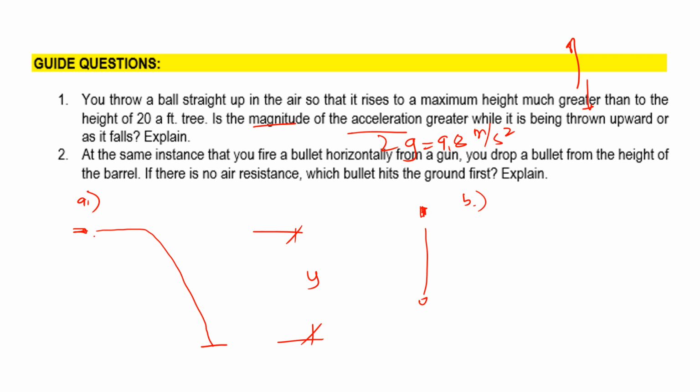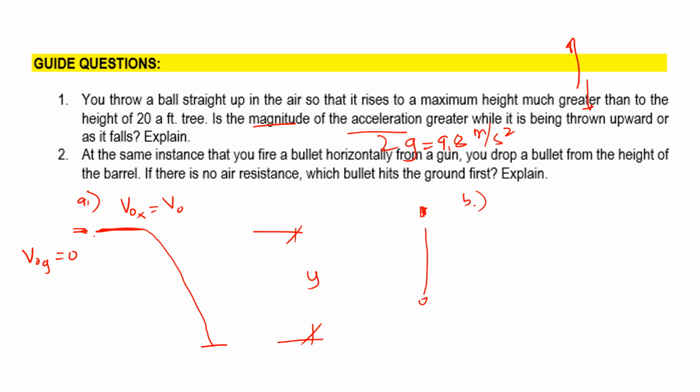Again, this one is about projectile motion. Since the bullet here is moving horizontally, we can say that the v0x here is equal to whatever the given value of the initial velocity is. And since the bullet is moving horizontally, we can say that the v0y here is equal to 0.